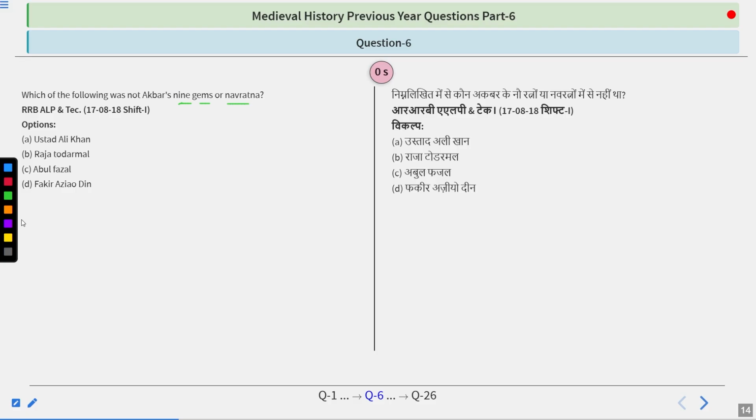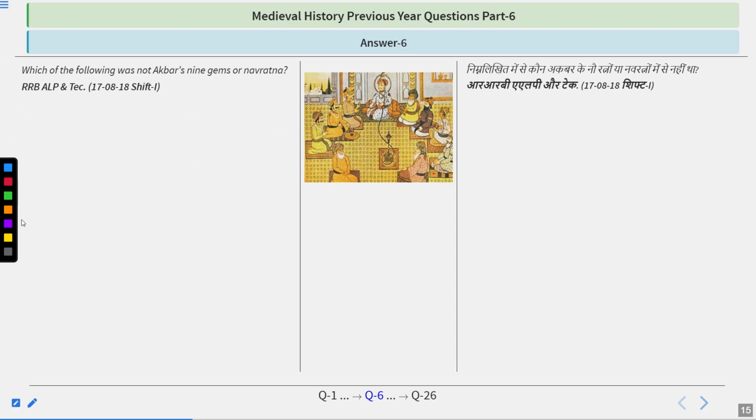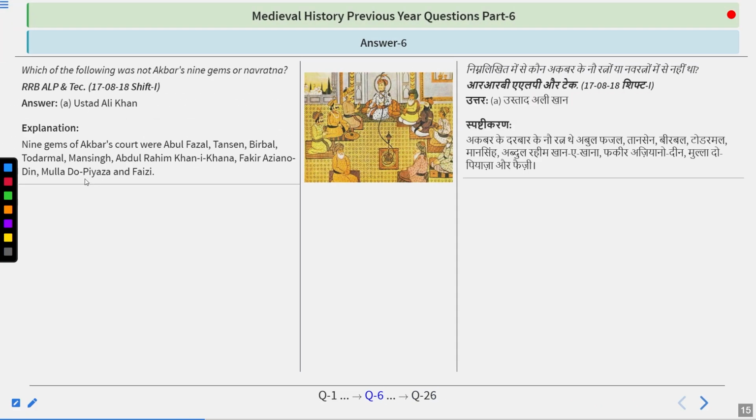Well, I guess in this question only two options are confusing, and the answer is Ustad Ali Khan. So the nine gems of Akbar's court were Abul Fazl, the writer, Tansen, Birbal, we all know, Todar Mal, Man Singh, Abdul Rahim Khan-e-Khana, Fakir Aziao Deen, Mullah Do Piyaza, and Faizi. Faizi and Abul Fazl were brothers and poets. So remember their names, they all were nine gems in the court of Akbar.